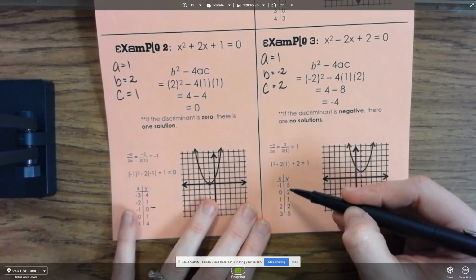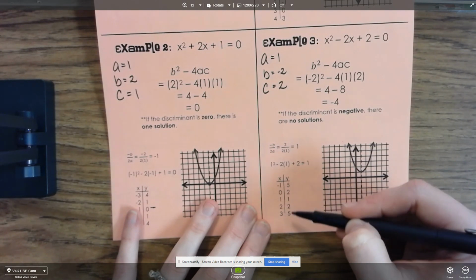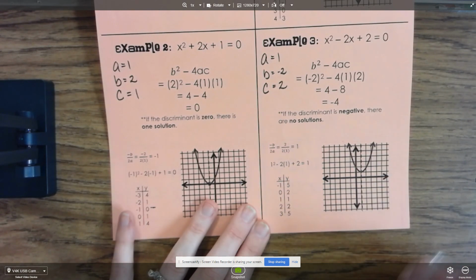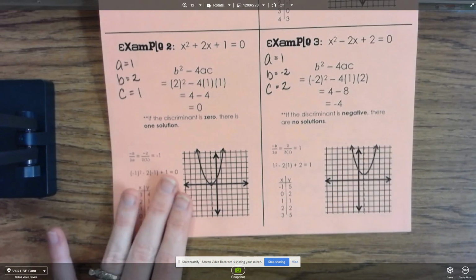And when you look at your table, you can see that the 0 is skipped right over here in your y column. So that's it for this video.